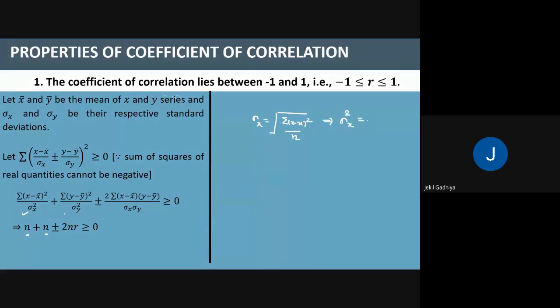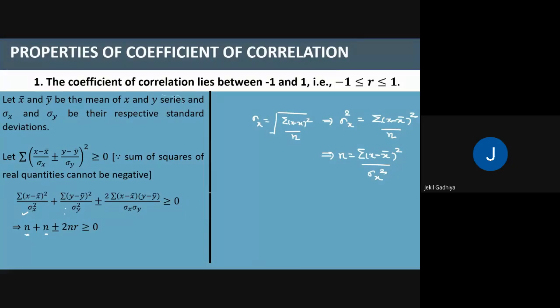summation of (x minus x bar) whole square over n, then n equal to summation (x minus x bar) whole square over sigma x whole square. So in this term we replace this term by n. Similarly, you can replace this term by n.